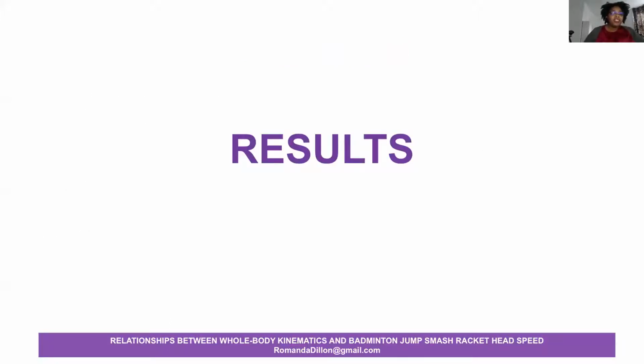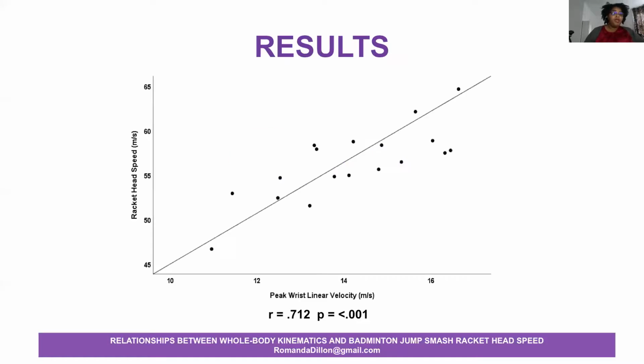Racket head speeds achieved by the participants in this study show good agreement with previously reported values by elite players. Peak linear velocity of the wrist joint center was found to be a strong predictor of racket head speeds, indicating that players should ultimately aim to achieve high linear velocities within distal components of the kinetic chain. The kinetic chain principle is when movements of a proximal to distal nature generate and conserve angular momentum to produce high distal endpoint velocities, in this case, the racket head speed.